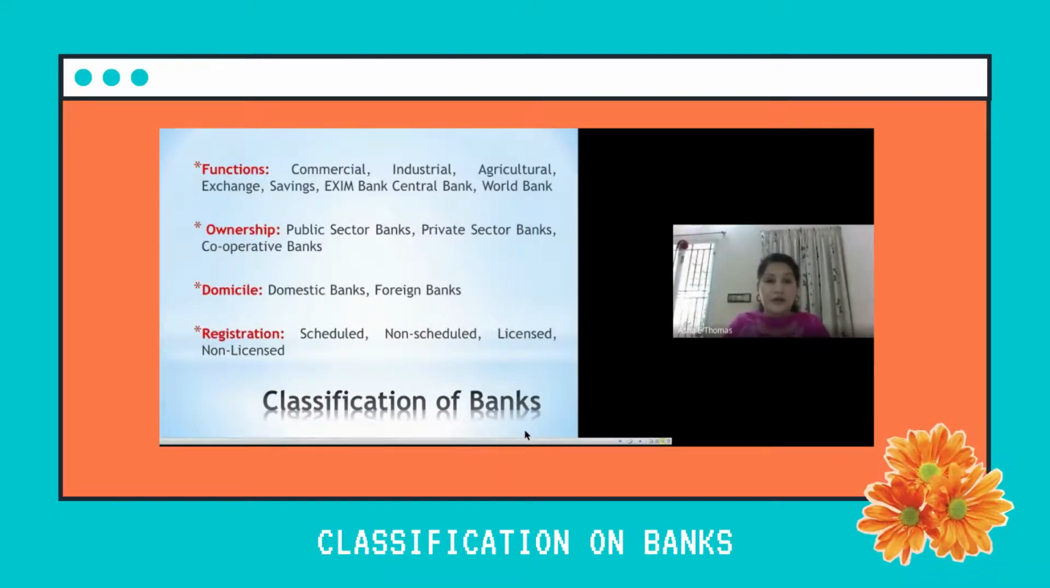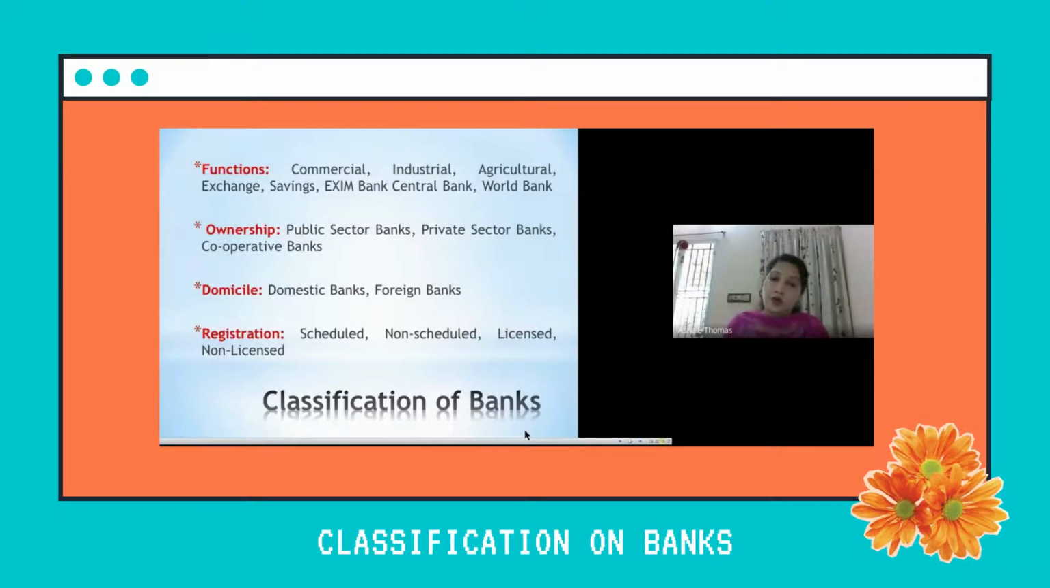Even though all these categories come under the control of the Reserve Bank of India, when we talk about ownership, there is a difference in the ownership, right? So RBI guidelines would be regulating them. Still, the mode of operation would be slightly different depending on the kind of ownership, right?